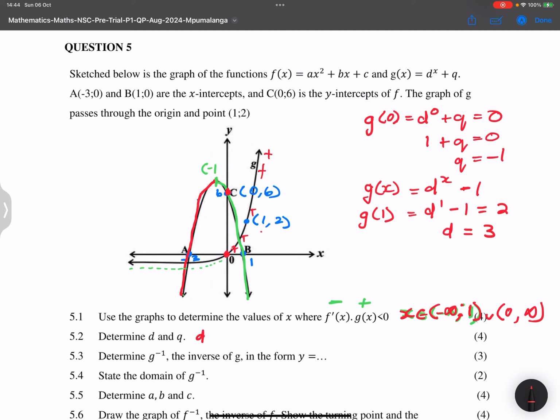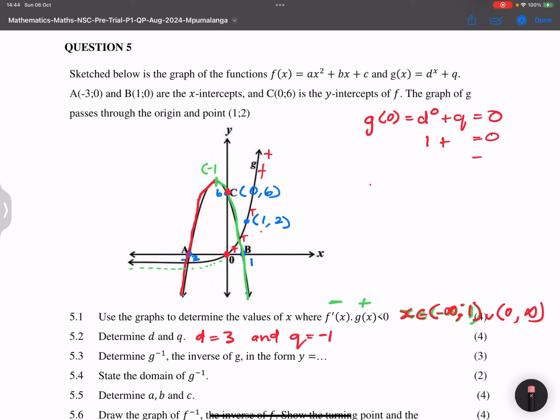Right, so we found d equal to 3 and q is equal to negative 1. I hope that made sense, ladies and gents. Right, now as we go to the next one, they say to us, determine the inverse of g in the form y is equal to.